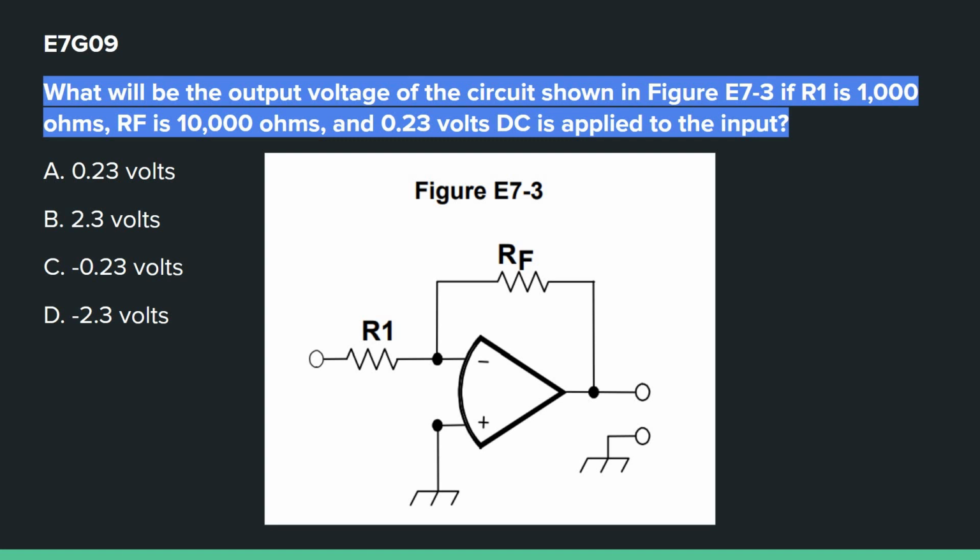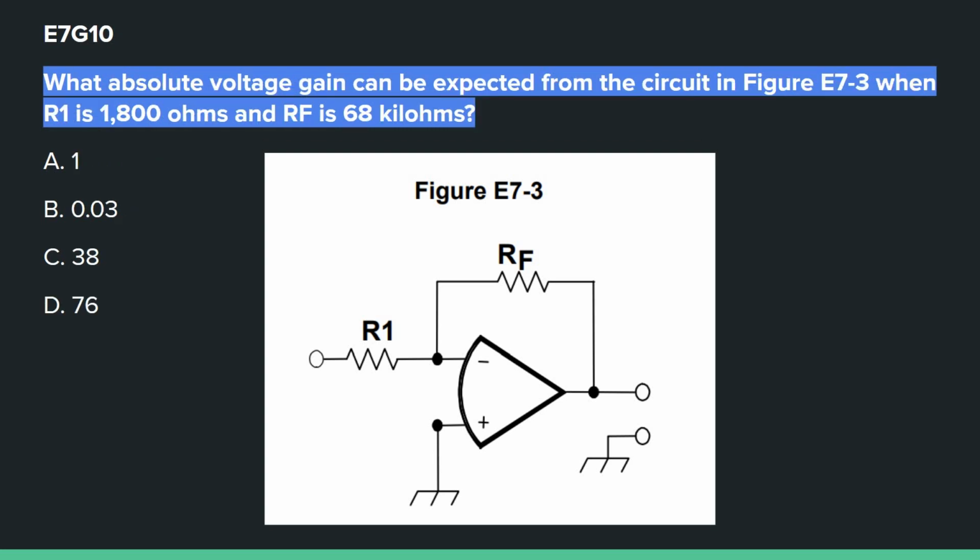E7G09, what is the output voltage of the circuit shown in figure E7-3 if R1 is 1000 ohms, RF is 10,000 ohms, and 0.23 volts DC is applied to the input? D, negative 2.3 volts. E7G10, what absolute voltage gain can be expected from the circuit in figure E7-3 when R1 is 1800 ohms and RF is 68 kiloohms? Answer is C, 38.